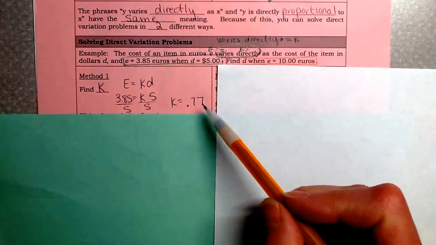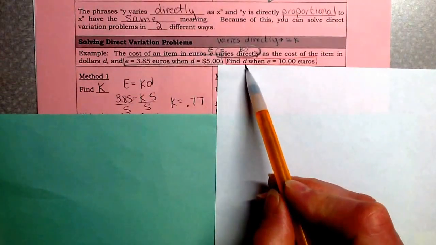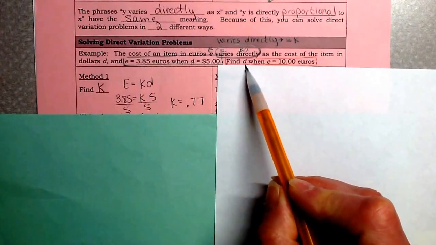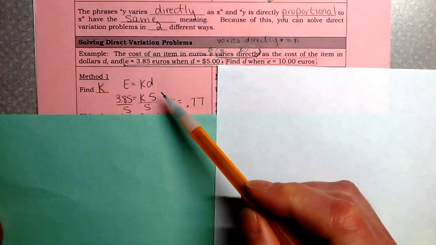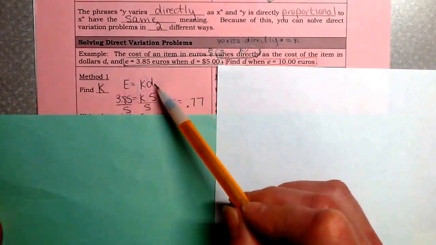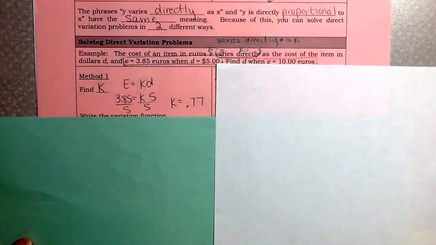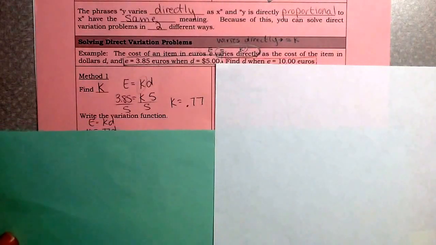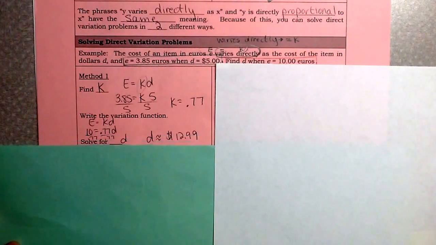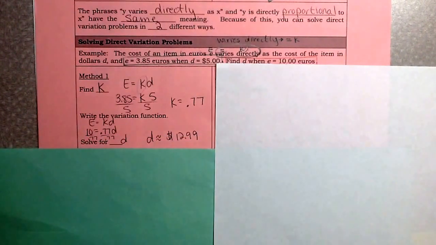So now we have what k equals, and now we want to find out what D is. So if we have 10 euros, we want to know what the equivalent is in dollars. So once we have k, and we have E, we can solve for D. So just substitute those values in. E equals KD. So we have 10 equals 0.77, which is what we found for K, times D. And when you solve that, you're going to get D equals $12.99.